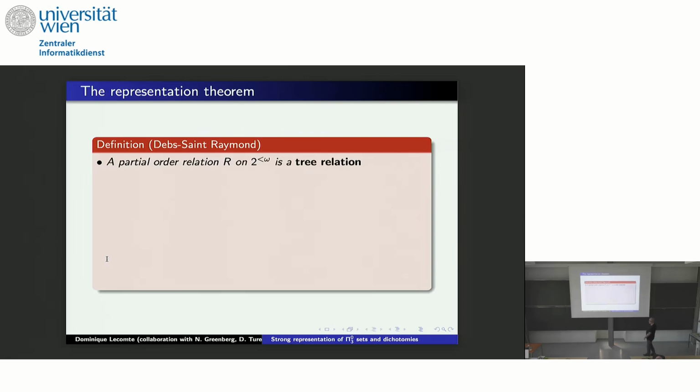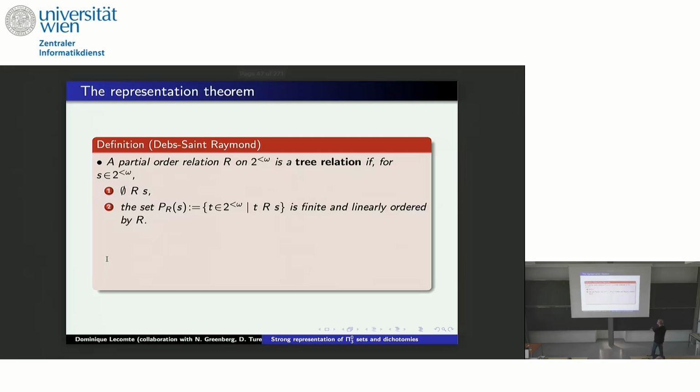It's based on the notion of a tree relation. So a tree relation, I will consider, lives on the set of finite binary sequences. And a tree relation is a partial order on this set which has a minimum element, which is the empty sequence, and such that the set of predecessors of any sequence is finite and linearly ordered by the relation. So this is what a tree relation is. So typically, the extension is a tree relation. The number of strict predecessors of s will be important, denoted by H_R of s.